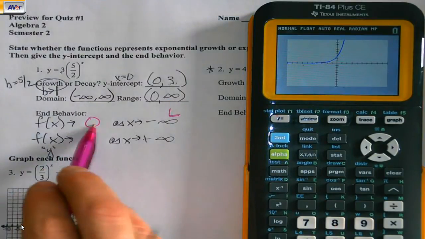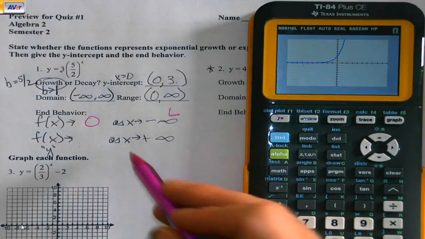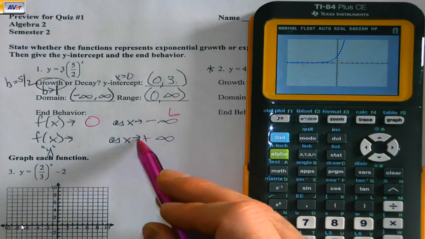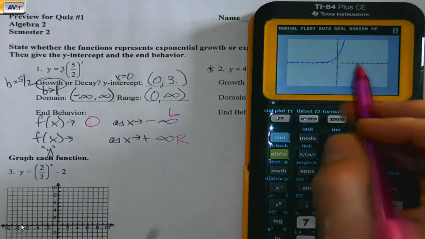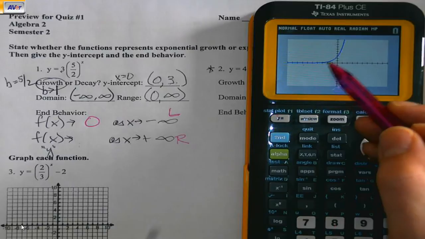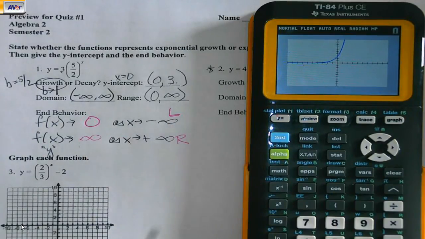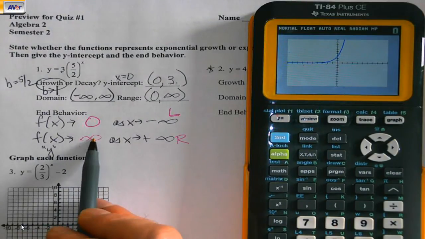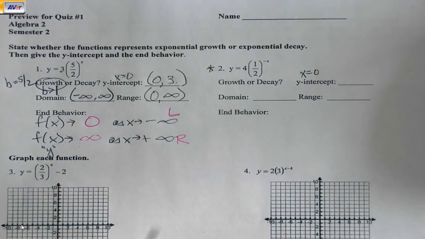Y approaches 0 as x goes left. Yes, it does. Then I go down to the bottom one. As x approaches positive infinity, which means I'm going to the right, my graph goes up, up, up, up, up, up, up. Okay, I'm not going to be getting into a musical anytime soon. So y goes up as x goes right, which is true. And I'm done with that one.